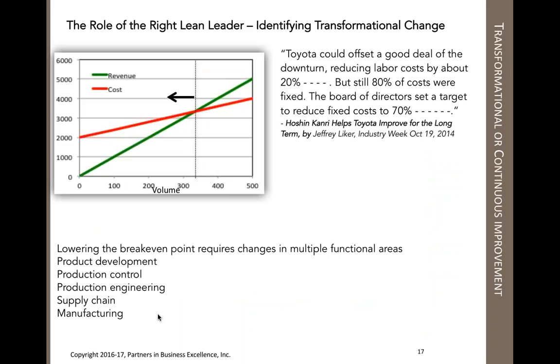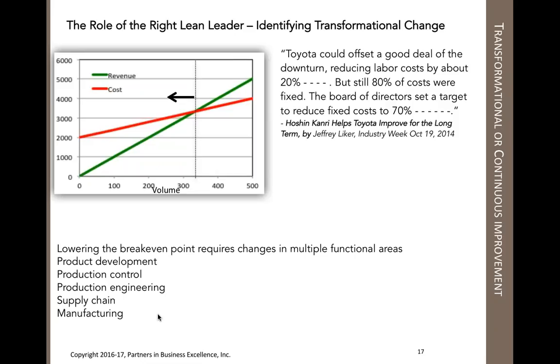Okay. So good transformation is hard, but good transformation is also necessary. This particular article is from 2014, but it is talking about Toyota in the middle of the 2008 depression, when they had a significant chunk of volume reduction. They're talking about the Toyota truck plant, the Tundra plant. They could have continued with the Kaizen activities, which they are known for, but they chose to set a rather aggressive challenge. They chose to reduce their fixed costs.